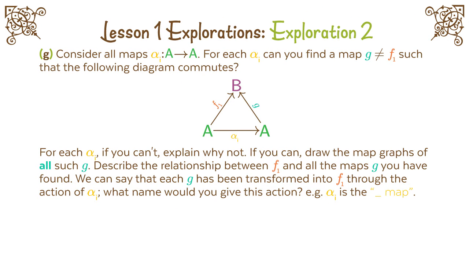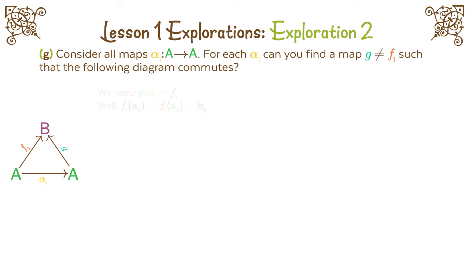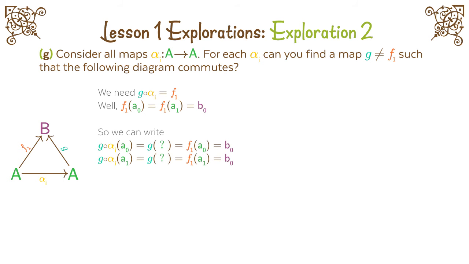Part G asks for the same thing, but with F1. Let's follow the same procedure as last time. First, we note that we need G following alpha I to equal F1. Well, we see that F1 of A0 is equal to F1 of A1, which is equal to B0. So we can write the following relations, with the question marks as we did before.